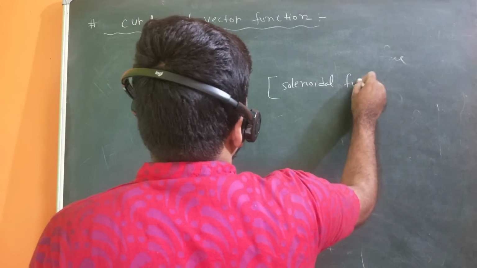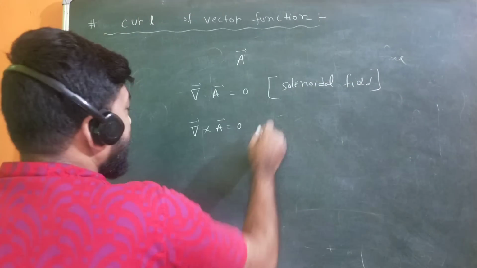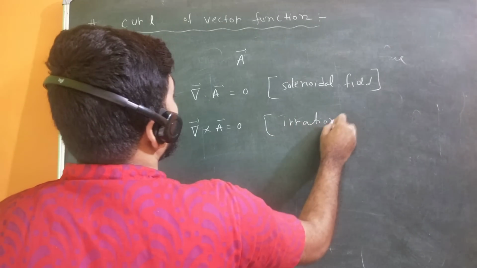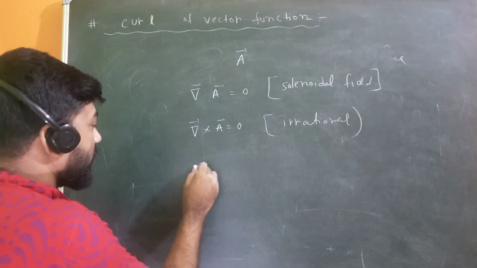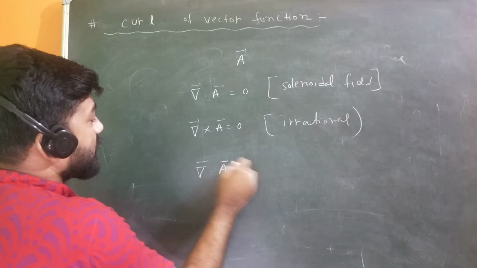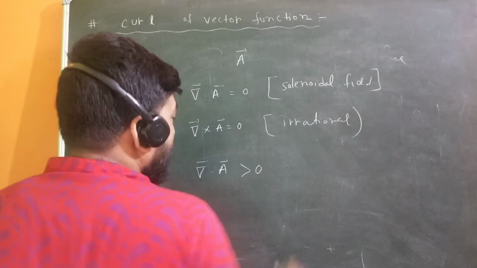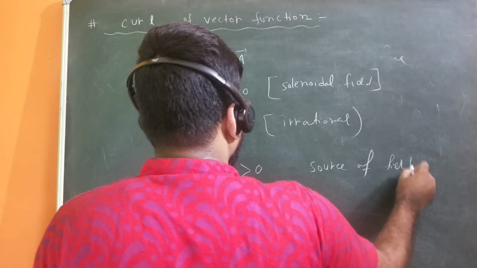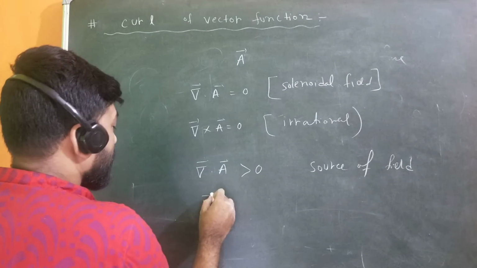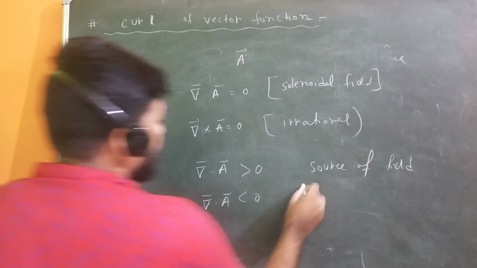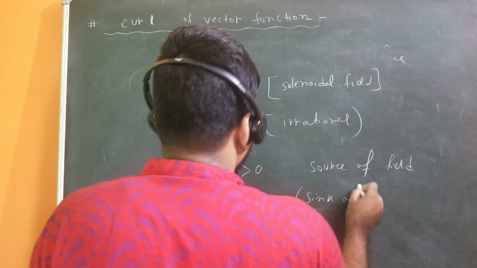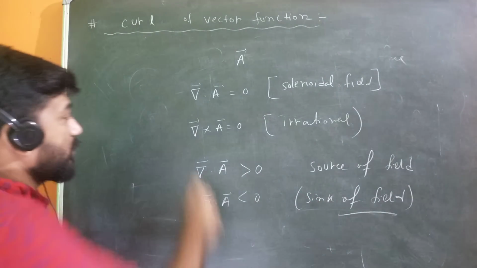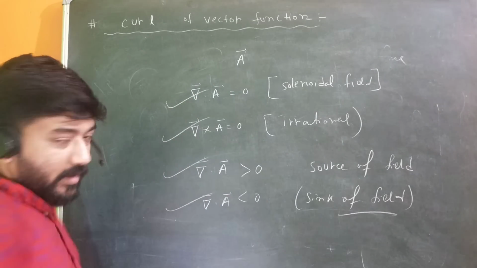So you have to remember this term, okay? And if curl of A is equal to 0, then it has irrotational sense. And two more important things: if divergence of A is greater than 0, then it is a source of the field, and obviously if divergence of A is less than 0, it means a sink of the field. So you have to remember this term also, okay? These are four conditions about divergence and curl.